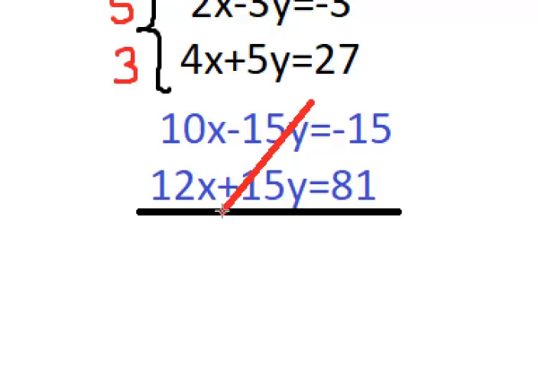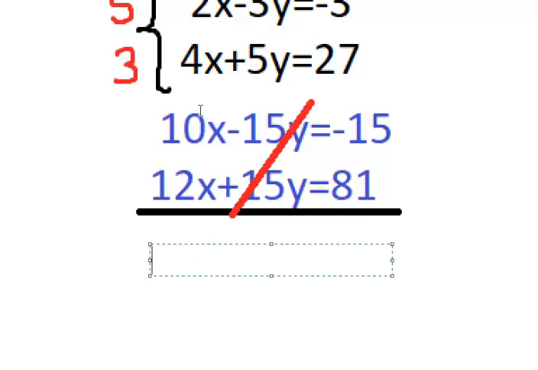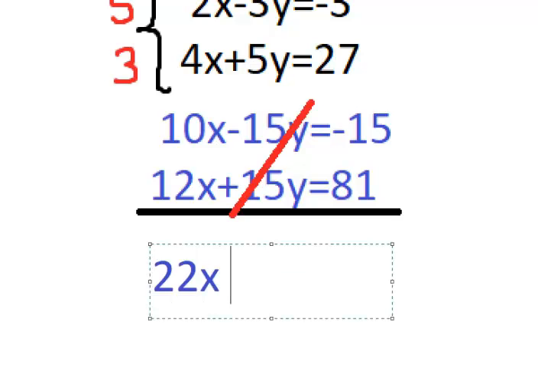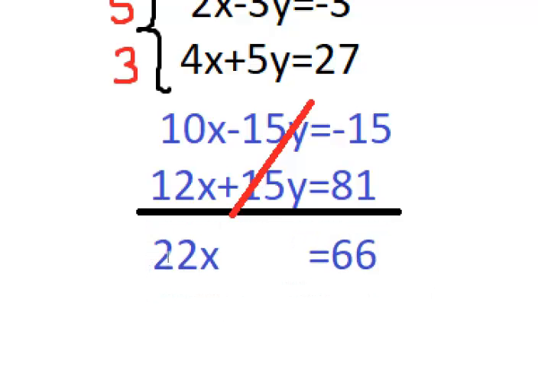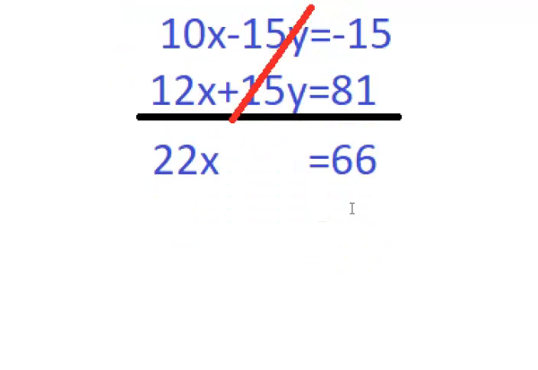You can see that in this case now I can eliminate the y, okay? All I need to focus on is on the x's and the numbers, okay? So 10x plus 12x is 22x, okay? I copy the equal, and minus 15 plus 81, that will give me 66, okay? So that will be the answer if I add, okay? Now what am I going to do with this 22? I'm going to pass it to divide, yes?